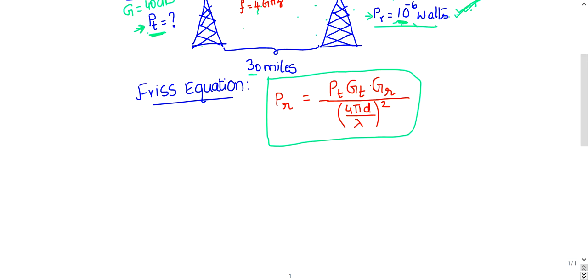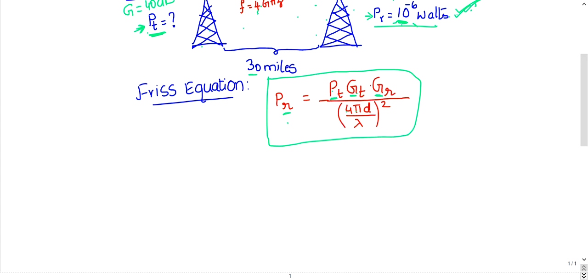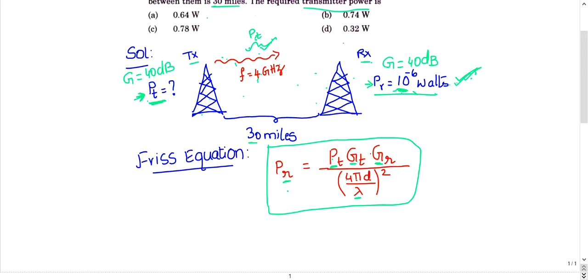PR indicates the received power, which is nothing but the transmitted power times the gain of the transmitter. GT is the gain of the transmitter, GR is the gain of the receiver, PT is the transmitted power, PR is the received power. 4 is a constant, pi is a mathematical constant. D is the distance between the transmitter and receiver, and lambda indicates the wavelength of the signal which is transmitted. Here the frequency is given.